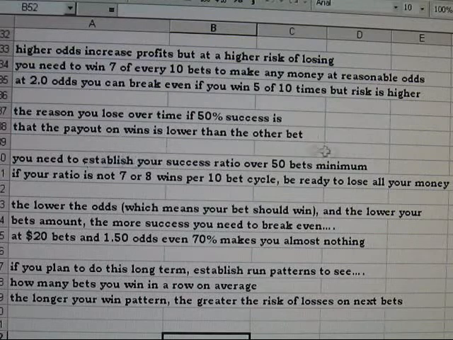You need to establish your success ratio over approximately 50 bets, maybe even 100. If you're not winning 7 or 8 per 10 bet cycle, basically have fun, but be ready to lose all your money. The other thing that I highly advise you to do is keep a record of what you're betting on, and let's say football, hockey, politics, soccer, whatever, golf.